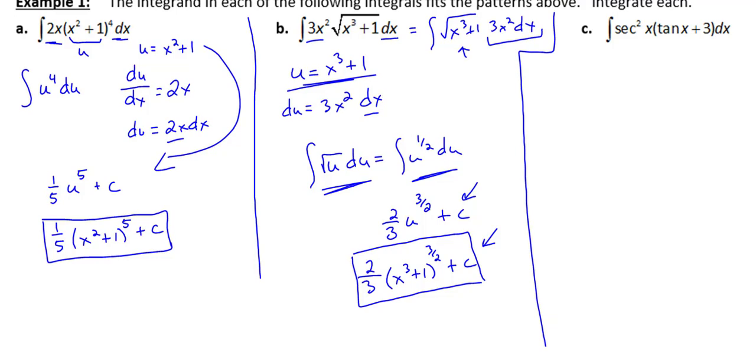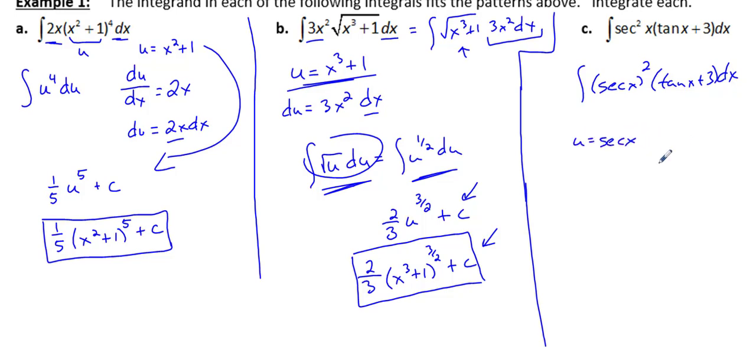I understand. Is there really an inner function, or is this just a product? Well, think about this too. Watch this. This is also secant x squared tangent x plus 3 dx. Right? So could secant be the inner function? Well, let's see. Let's pick u equals secant x. What's du then? What's the derivative of secant? Secant tangent.